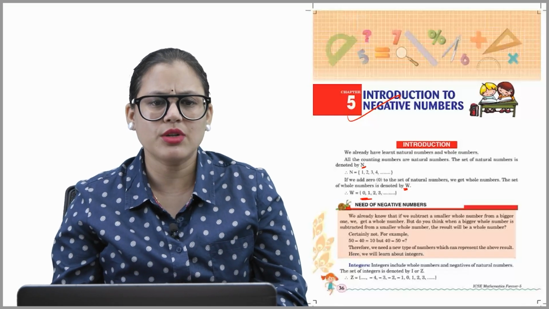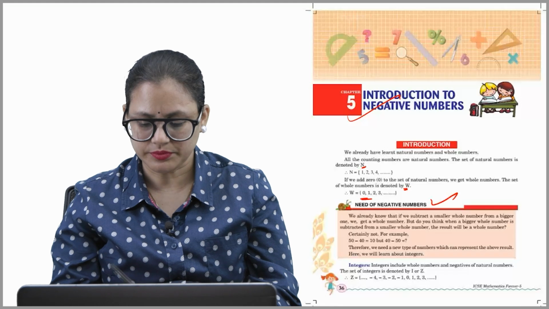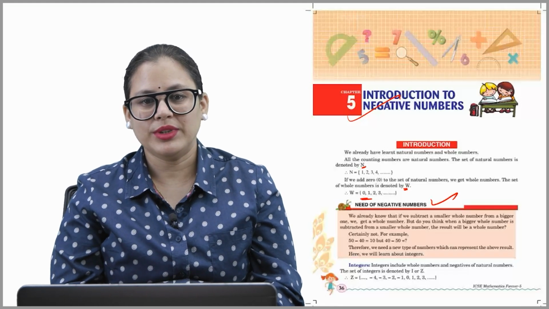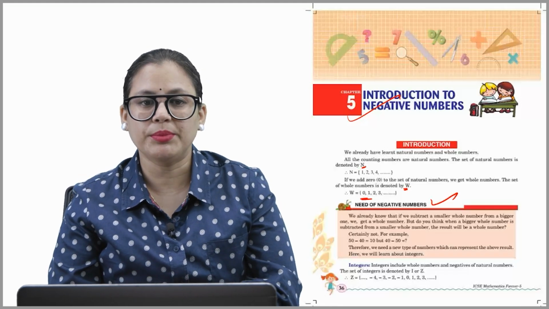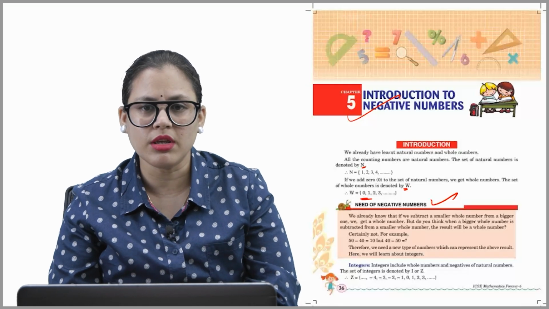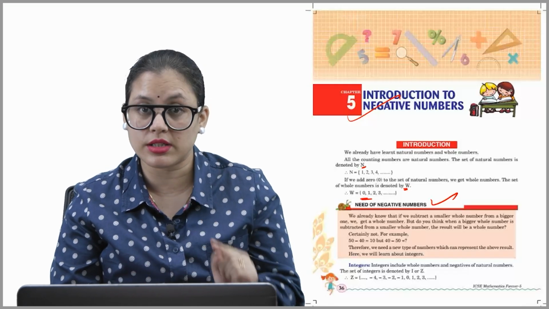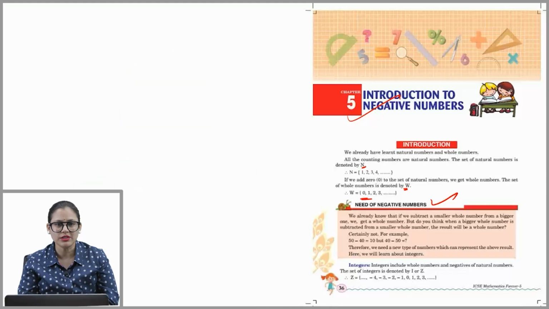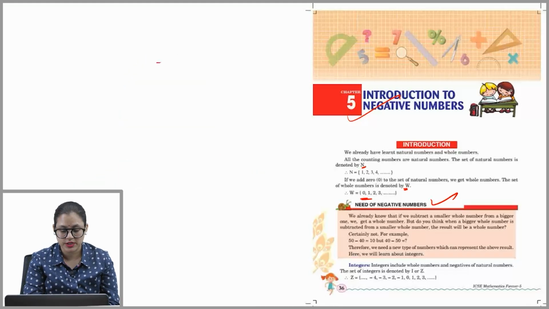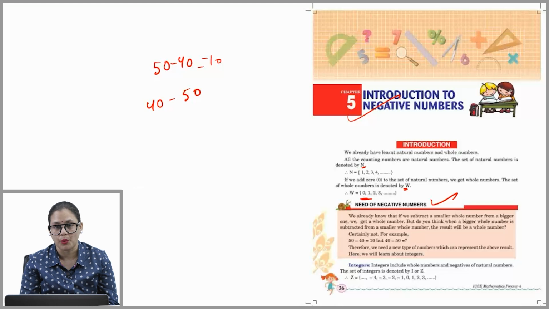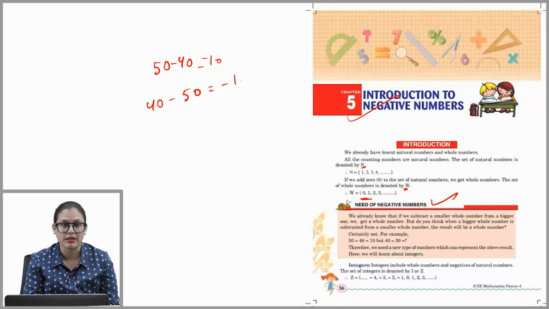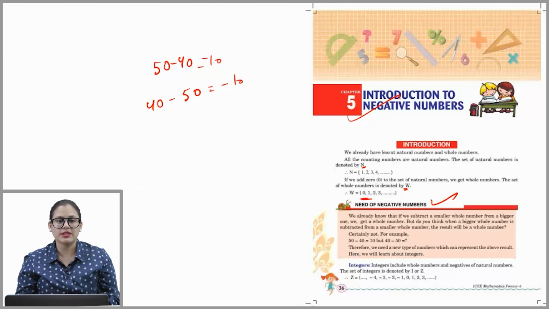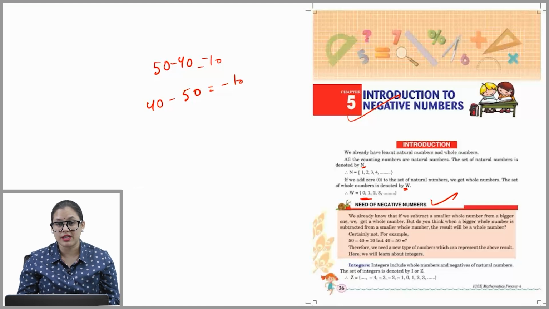Now, the need for negative numbers. We already know that if we subtract a smaller whole number from a bigger number, we get a whole number. But do you think that when a bigger whole number is subtracted from a smaller whole number, the result will be a whole number? Certainly not. For example, 50 minus 40 is 10. But is 40 minus 50 also 10? No, it's not 10, it's minus 10.